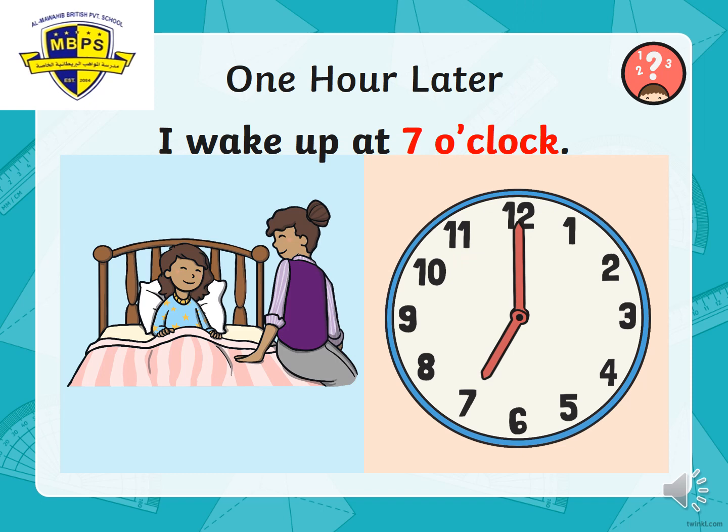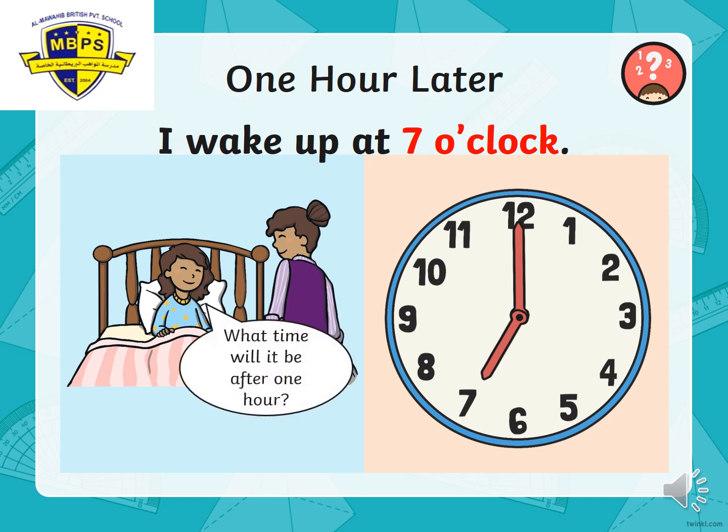Now let's start our lesson for today. Can you tell me what time is it on the clock here? Just try to read the sentence, what the girl is saying. The girl is saying, I wake up at 7 o'clock. And the clock here, it's 7 o'clock. And she is asking her mom, what time will it be after 1 hour? In the clock, it's showing 7 o'clock.